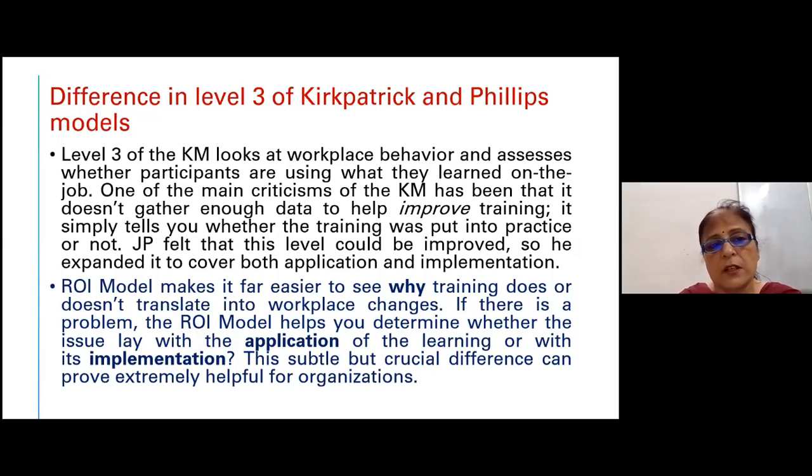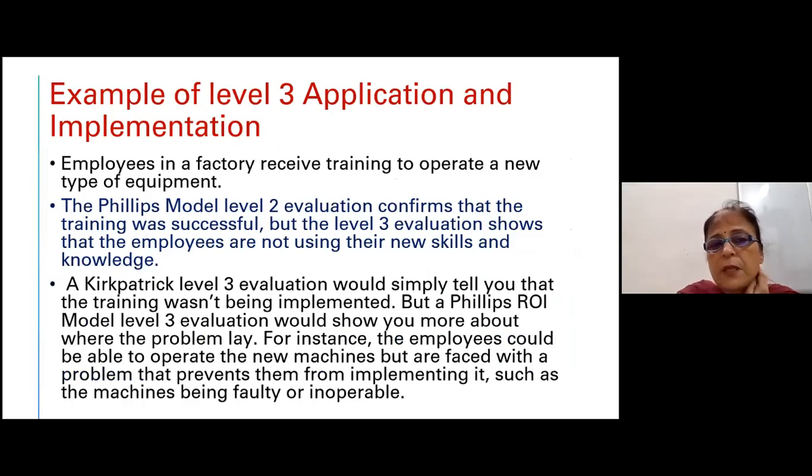So this is a little different. For example, there's an example in front of you for level 3 differentiation between the Phillips and Kirkpatrick models. Employees in a factory receive training to operate a new type of equipment. Now the Phillips model level 2 evaluation tells you that the training was successful. There was a very glowing test, with a high percentage of marks, and they were doing it very well. But the level 3 evaluation shows that the employees are not using their new skills and knowledge.